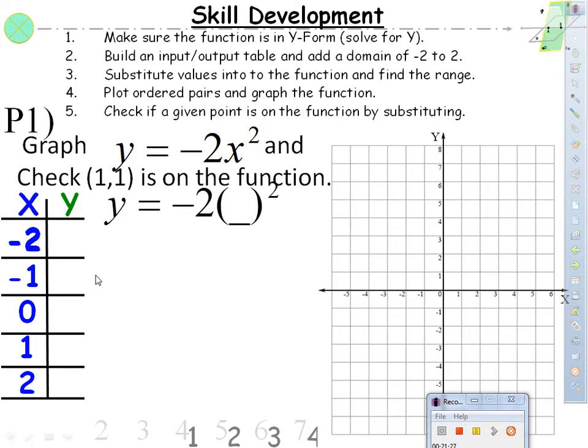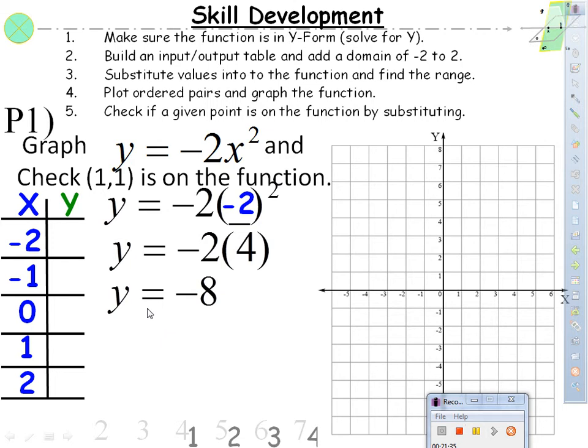So what is our first value? Negative 2. What is negative 2 squared? 4. Y equals negative 2 times 4. What is negative 2 times 4? Negative 8. That goes here. And let's plot that point. Negative 2, negative 8 is down here. Everybody see it? Down here.